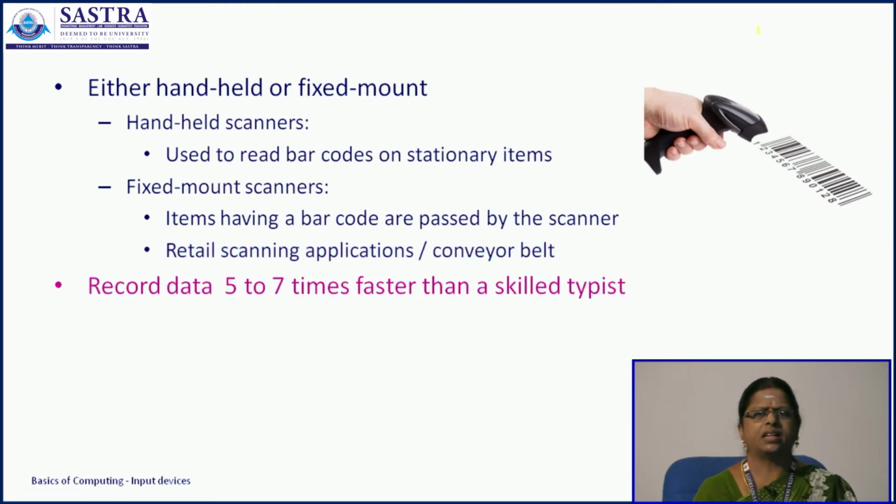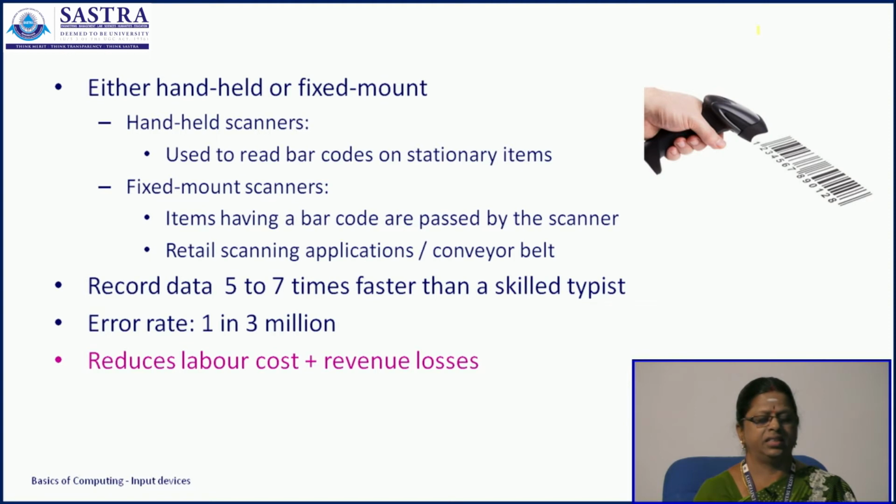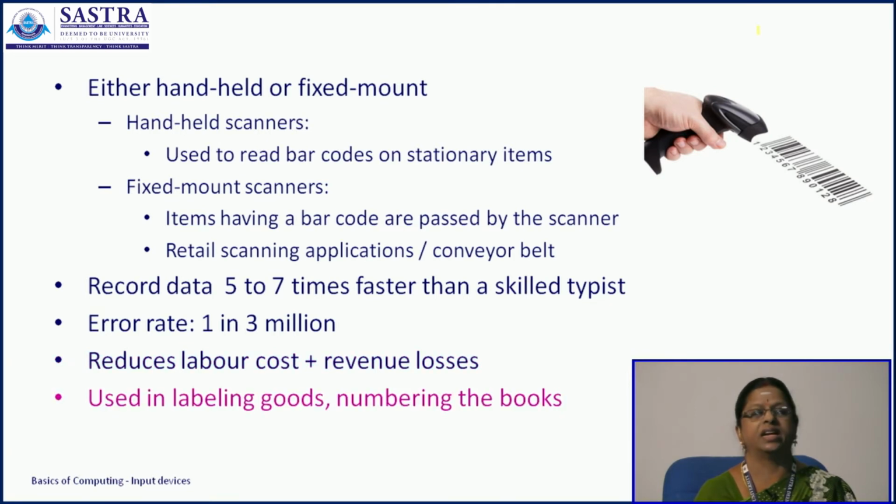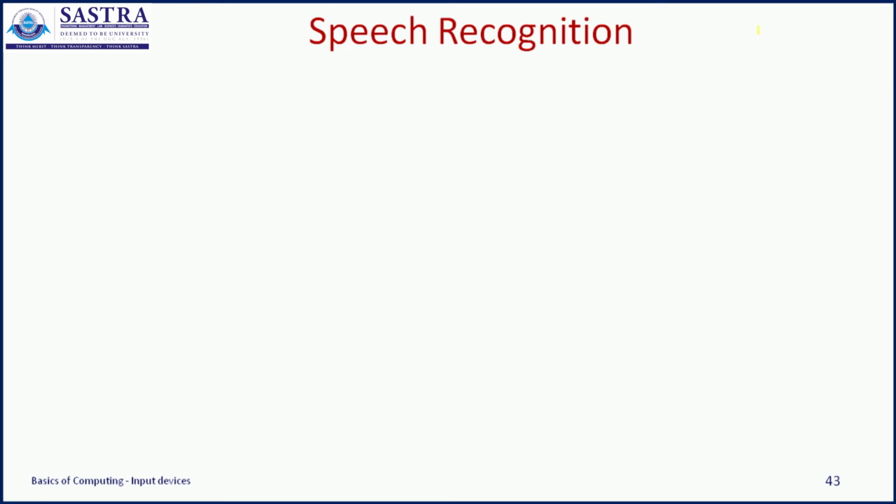It can record 5 to 7 times faster than a skilled typist and the error rate is 1 in 3 million and it reduces labor cost and revenue losses. This kind of barcode readers are used in labeling goods and numbering the books. Next is about the devices which are used for speech recognition.